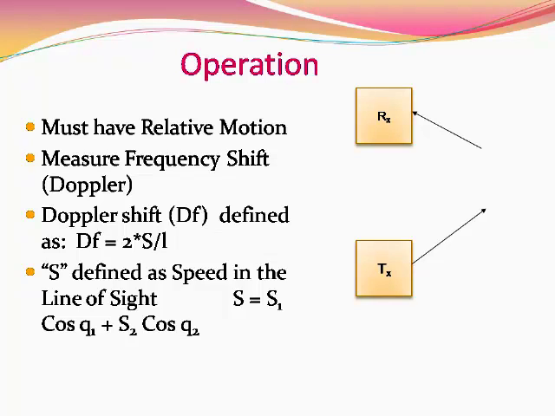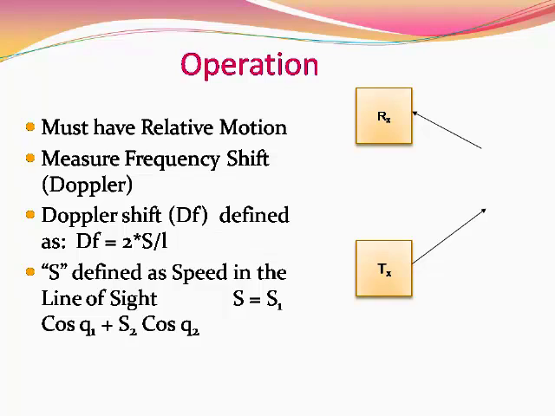Now, the fundamental condition for the operation of a CW radar is that either the radar or the target must be moving. If both are moving also is acceptable. What we are going to measure is the received signal frequency shift. That is, we compare the transmitted signal with the received signal and see the difference between the two frequencies.